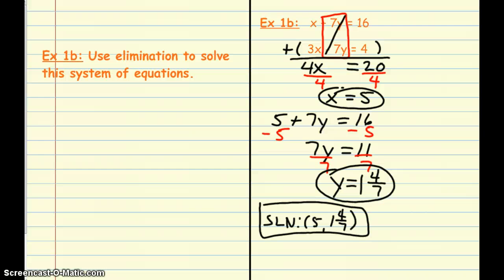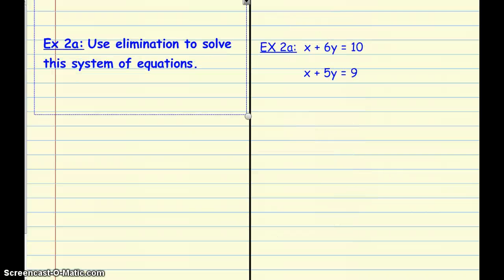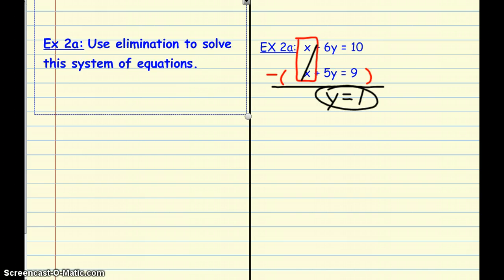So let's take a look at another example. We have x plus 6y equals 10, and we have x plus 5y equals 9. As we look at these two equations, we see that each of them has the same term, x. And because it's the same term, we are going to subtract. Remember, my tip was same and subtract both start with s. And we do x minus x, the x's cancel. We have 6y minus 5y, leaves us with 1y, and 10 minus 9 equals 1. So we have y equals 1.